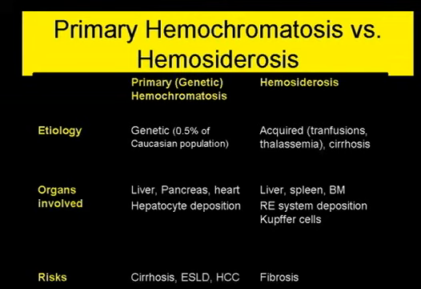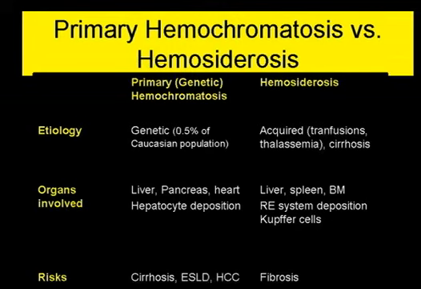Hemosiderosis is usually acquired by multiple transfusions. It can be seen also in patients with thalassemia with transfusions. We don't really know why, but cirrhotic livers can also have abnormal iron accumulation. The organs involved are the big difference between the two. For primary hemochromatosis, the liver is involved, but also the pancreas and the heart, giving symptoms like diabetes and abnormal cardiac function tests or cardiac insufficiency.